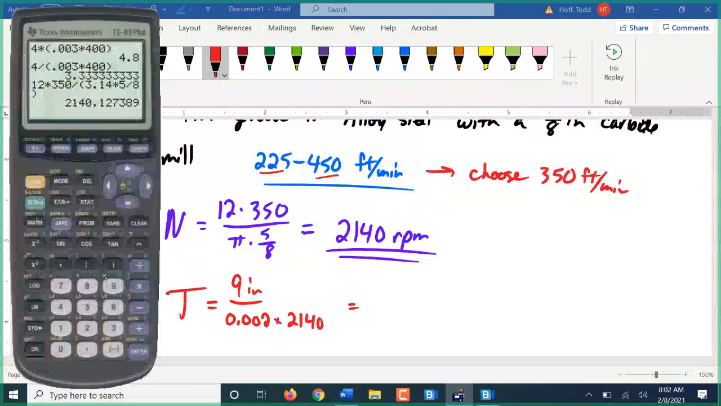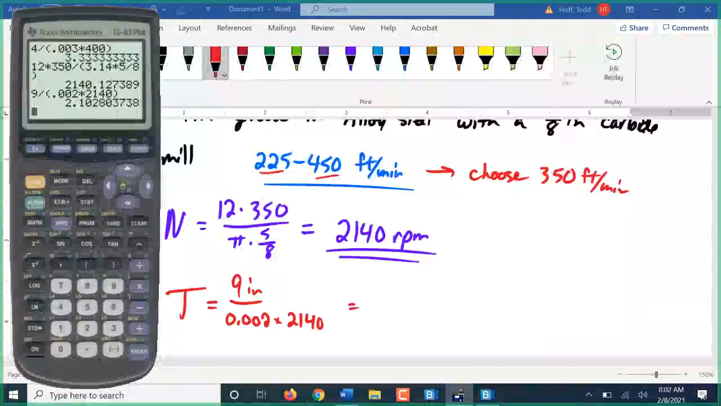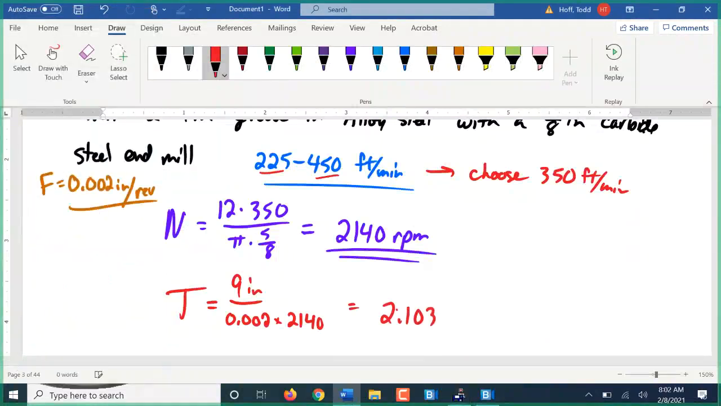Again, we got to remember to use the parentheses on the bottom. 9 divided by parentheses .007 times 2140. Close the parentheses. 2.103 minutes. 2 minutes and 7 seconds is what we're running. What do you think? Not bad?